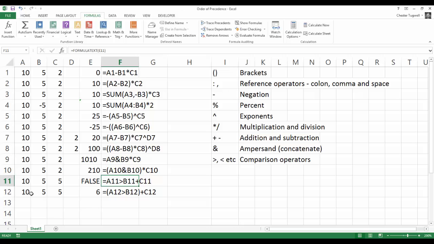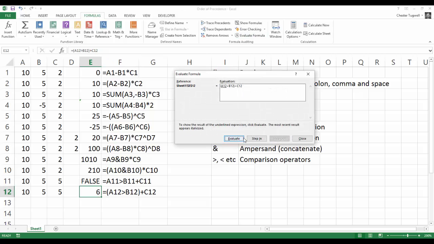But if I use my BODMAS brackets to get it to do the greater than comparison operator first, I actually get the answer 6, which is kind of strange. How do you get 6 out of that? Well, if I use my evaluate formula button, you can see why that's the case. So we will be doing the comparison first. So is 10 greater than 5? And you get true. Now you may know that true is actually equal to 1. So if I add true to C12, which is 5, I get 6.